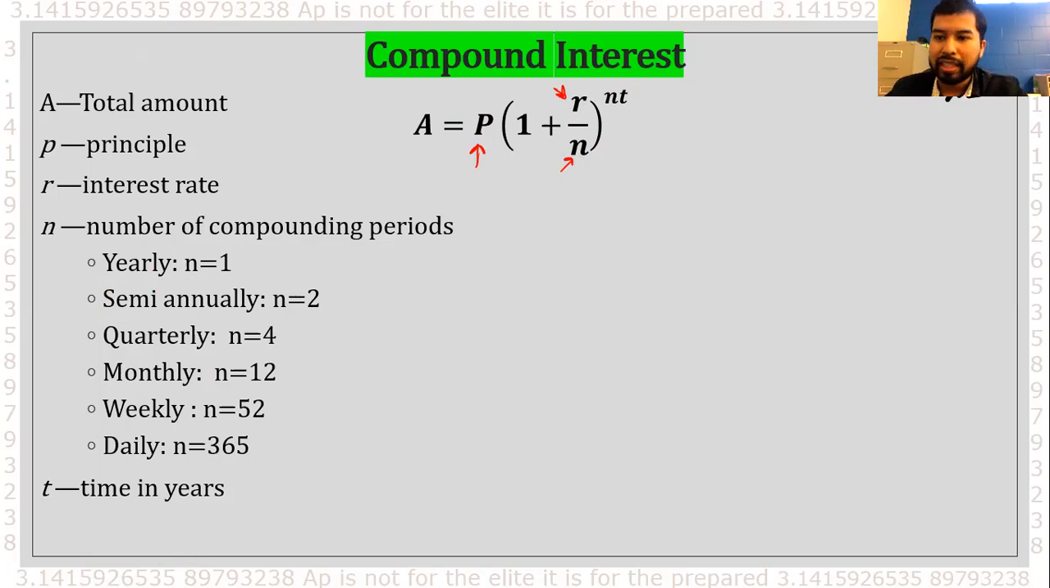Semi-annually, that's twice per year, so N is going to be equal to 2. Quarterly is 4 times in 1 year, so that's going to be 4. Monthly, you can already assume, how many months are there in a year? That's 12. Weekly, students tend to forget how many weeks there are in a year, but weekly is 52. And daily would be just how many days there are in a normal year, so 365.